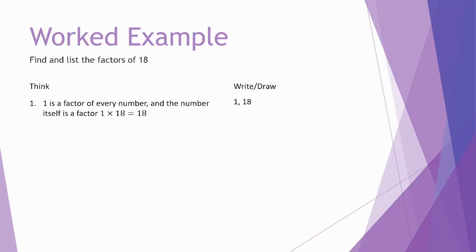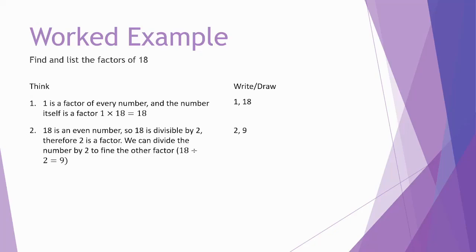I know that 1 is a factor of every number, and I also know that the number itself is a factor because 1 times 18 is 18. I can write both 1 and 18 down as factors. So I'm going to have a look if it's divisible by 2. And I know it's divisible by 2 because it's even. So I can divide 18 by 2 and I get 9.